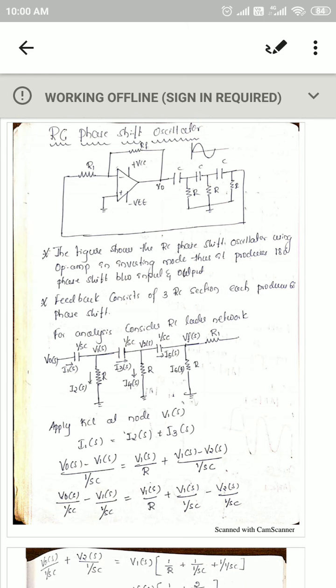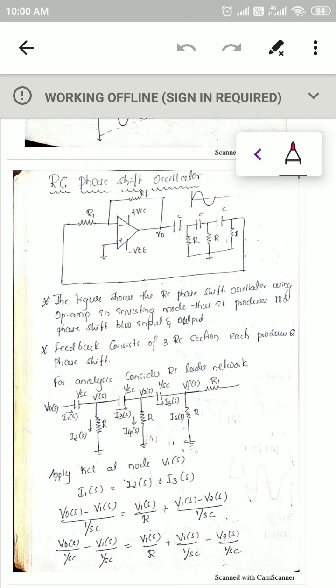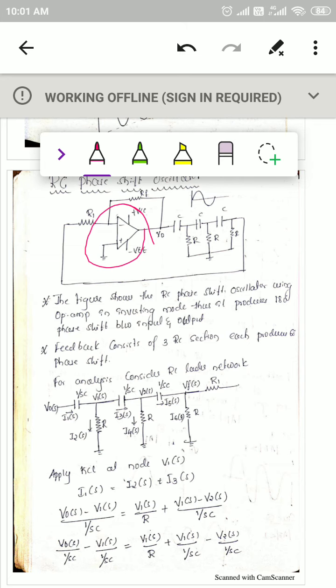As I said in the previous video, to produce the oscillations the phase shift around the loop should be 180 degrees, and the forward path gain and feedback path gain product should be equal to 1. Here we have an inverting amplifier. If you give a sine wave, you will get the inverted sine wave. That means a 180 degree phase shift is produced from this particular op amp.